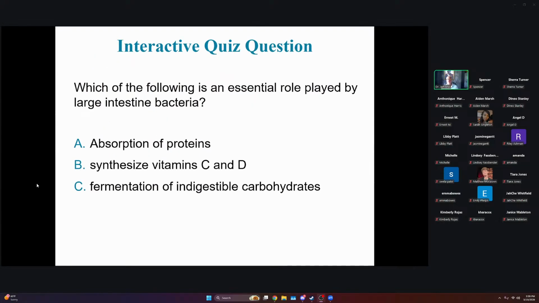All right, and the last of your two quiz questions for today. So, which of the following is the role played by bacteria that exist in the large intestine?